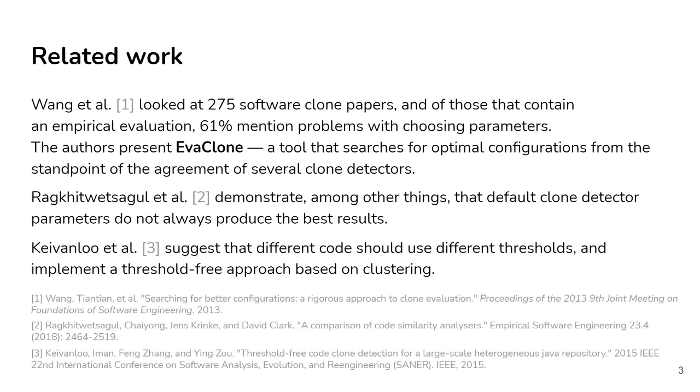A lot of research exists in this area. On this slide, we list some key ones. Notably, Wang and colleagues studied papers about software cloning and discovered that of those that mention empirical evaluation, 61% mentioned problems with choosing parameters. To overcome this, the authors present a tool called EvaClone that searches for optimal configurations by considering agreement between several clone detection tools.